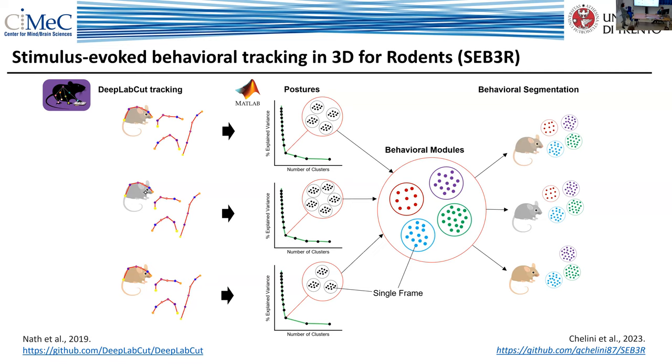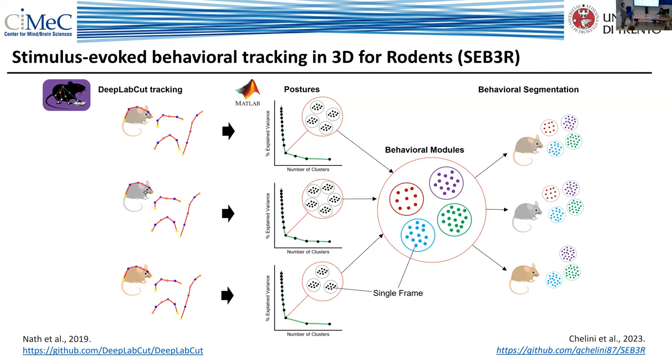But the way it works is the first step is completely unsupervised. We use an elbow method to pick the postures that most meaningfully explain the variance, and this is the point of this graph. Then we have a number of animals in which we have identified a different number of postures. At this point, we need to regroup them into something translatable across animals to do comparison. In that case, you are asked to choose how many behavioral modules you want in the end.